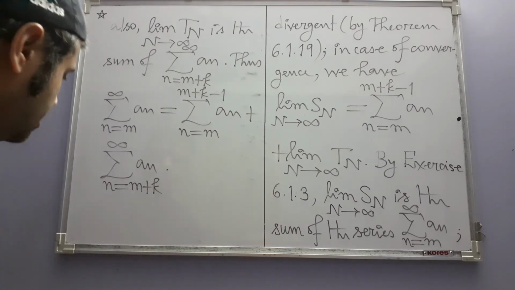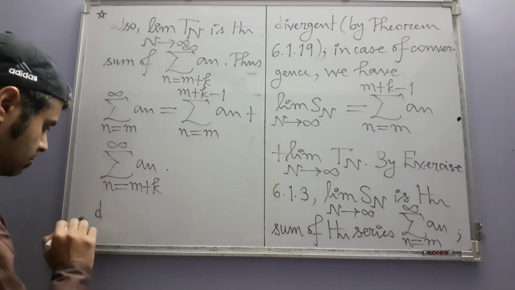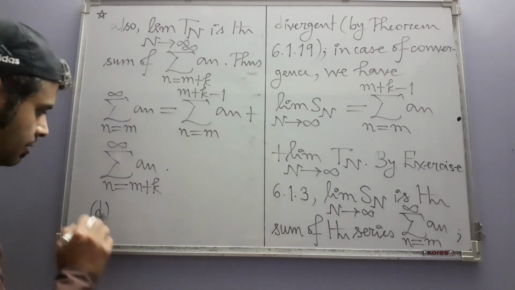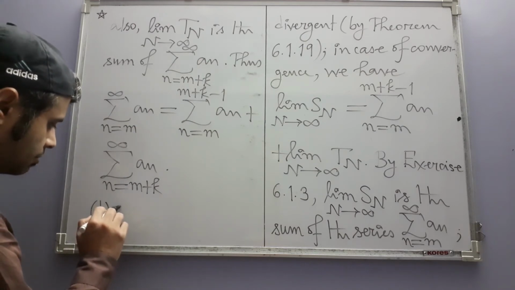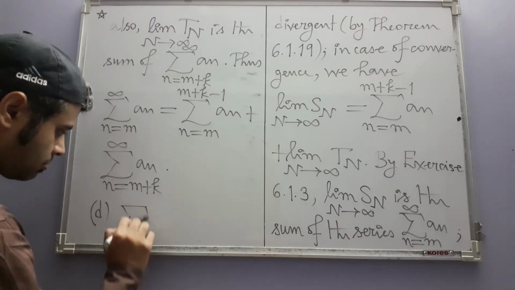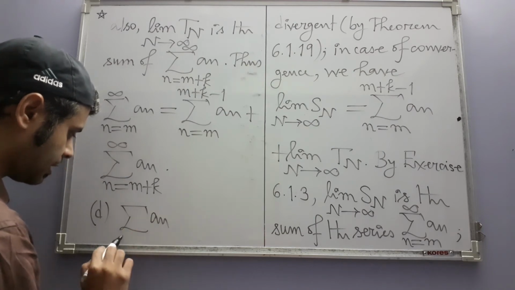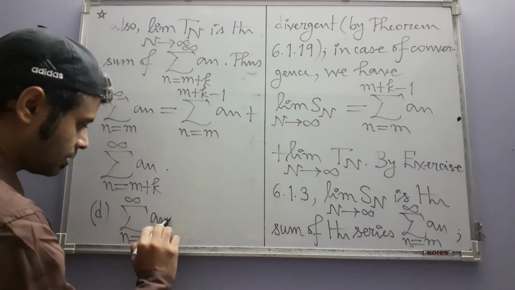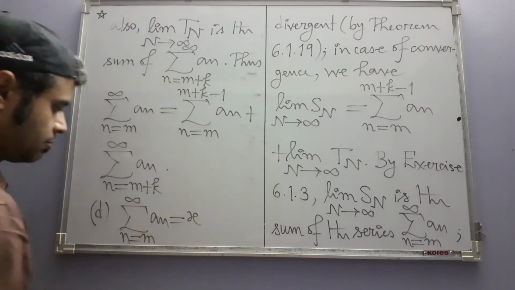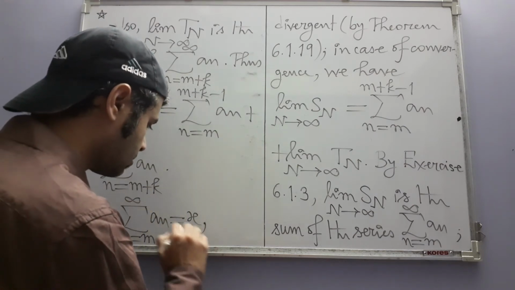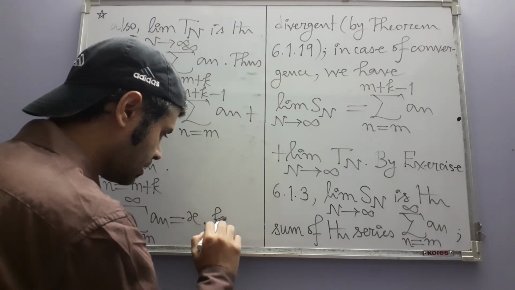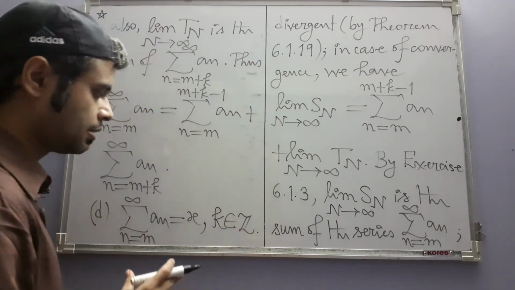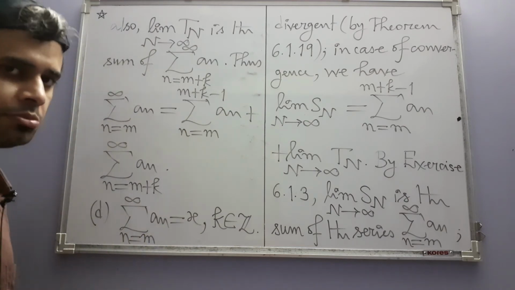It is part D. The statement of part D is just this. Here again we have an infinite series of real numbers which converges to some real number x, and there is an integer k. This time k is not necessarily a non-negative integer, it may be negative also.